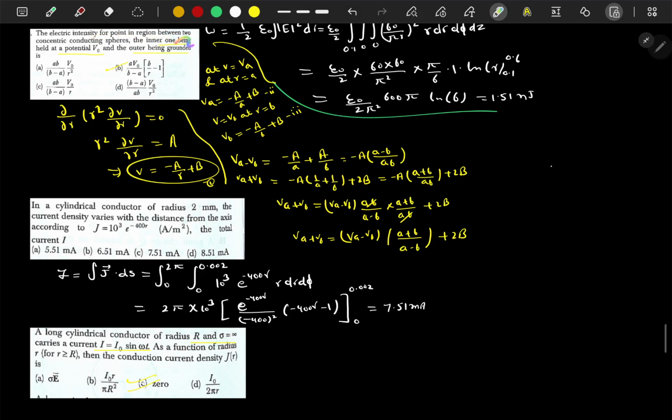Now, the electric field in the region between two concentric conducting spheres, the inner one being held at potential V0 and the outer being grounded, is? So what will you do? Simply get V with the Laplace equation. Del by del r of r squared del V by del r is equal to 0, so V equals minus A by r plus B.